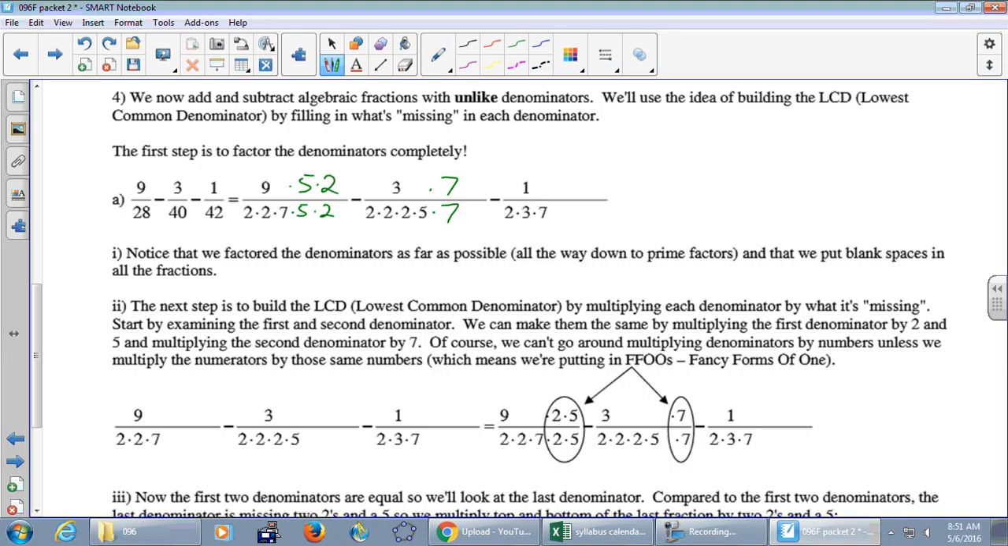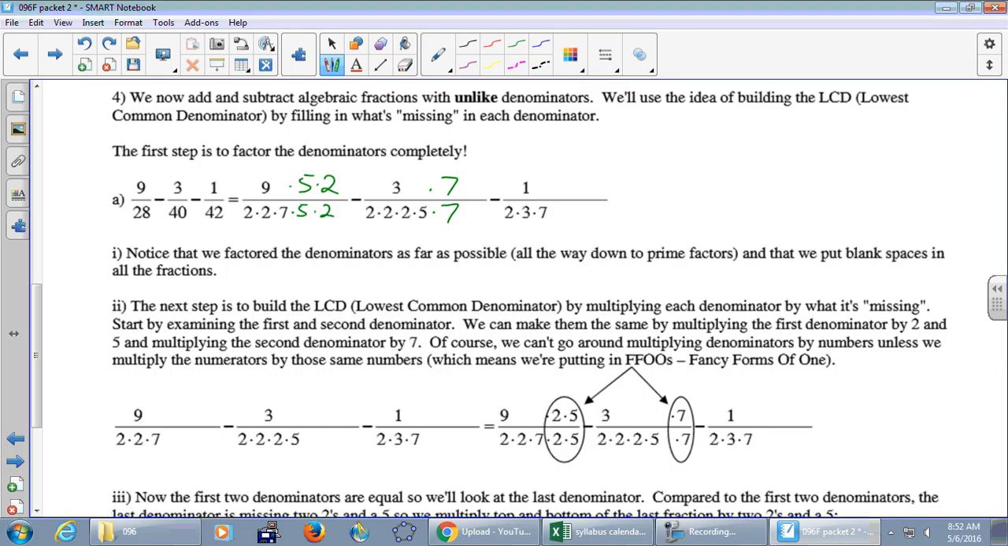If you look carefully at those first two denominators, what do you notice? They're the same. That's what we accomplished. So we understand this idea of filling in what's missing. You look at one, give it what it's missing compared to the other. Okay, the third denominator has been left out in the cold this whole time.